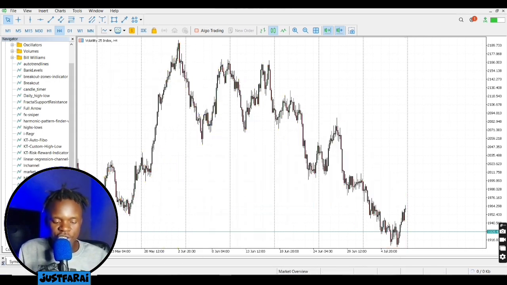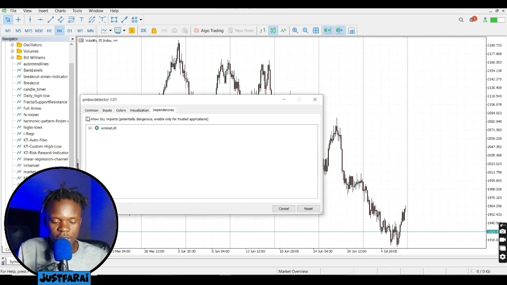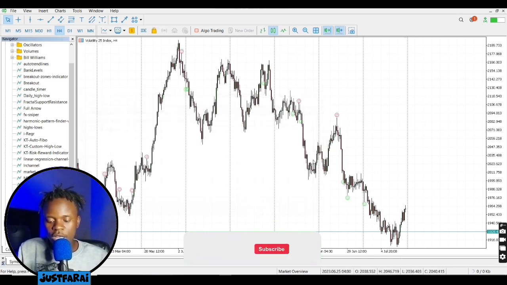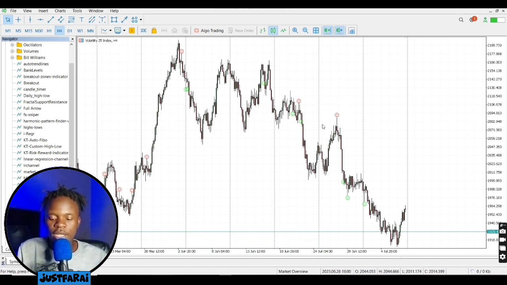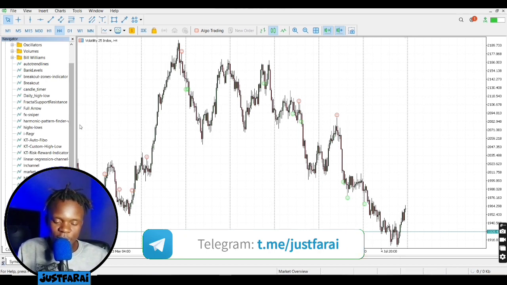From the pattern recognition, I also use the pin bar detector, considering that I want to find my reversal points, or those points that I think would give me a reversal. Here's what the pin bar detector does. You can see that it is putting these smileys. Whenever you see the red smiley, we have a bearish pin bar. Then the green one is a bullish pin bar. You use it when you are anticipating something like a reversal point.